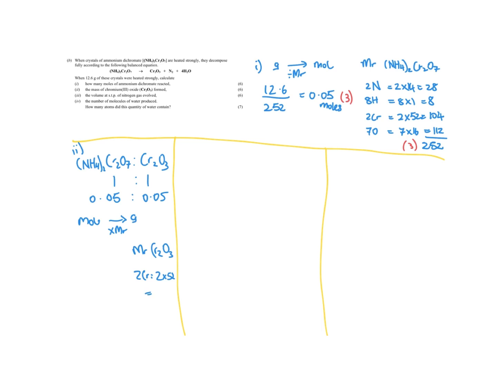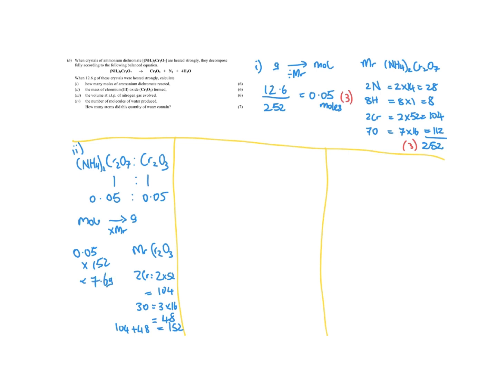And that is equal to 104. And then there are 3 oxygens, so that is 3 by 16, which is 48. So when you add the 104 and your 48 together, you will get 152. So to go from moles to grams, you multiply by the molecular mass. So we do 0.05 and we multiply that by 152, and that will give me 7.6 grams of my chromium oxide.